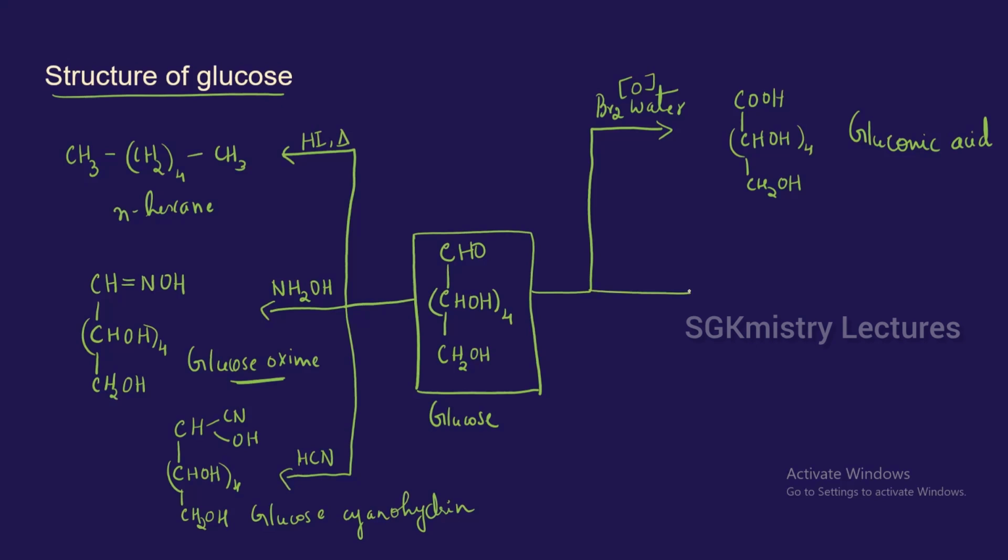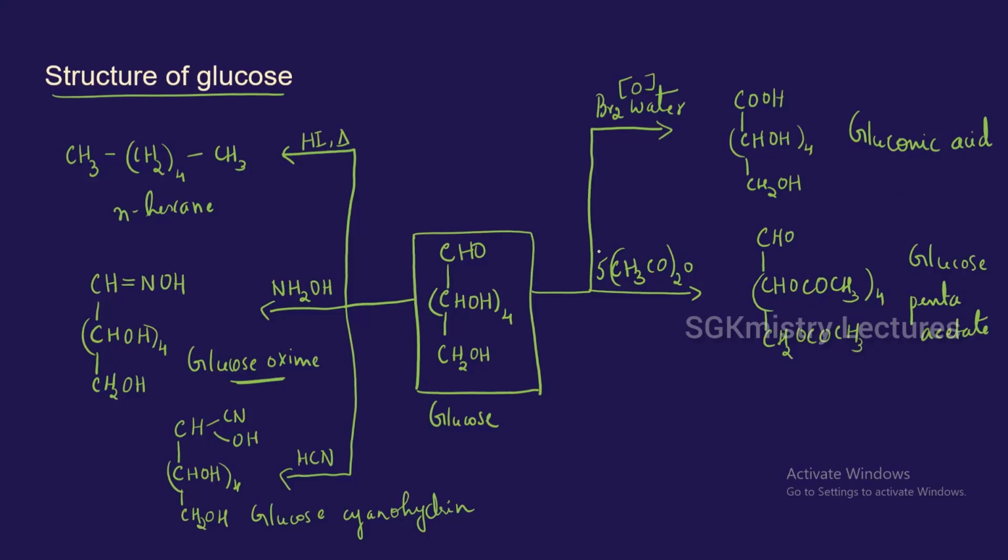Next, they also treated glucose with acetic anhydride. Now, from this, they could see that a pentaacetate product was formed. COCH3, the acetyl group. Then we have CH2O, CO, CH3. So they obtained the product, which is nothing but glucose pentaacetate, in the presence of acetic anhydride. So let me balance it. In the presence of acetic anhydride, glucose pentaacetate was obtained as a product.